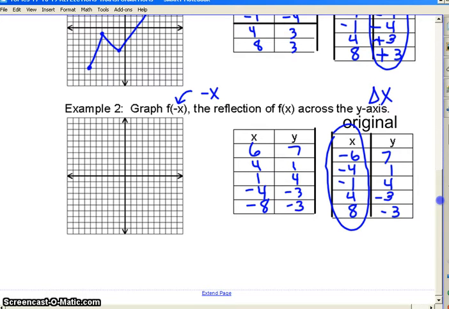Okay, whenever I graph those, the original graph will be reflected across the y-axis. Okay, so positive 6, positive 7, positive 4, positive 1. I'm graphing the new points. The original is where I got the new points. I changed all of the x values to the opposite. Okay, so positive 1, positive 4, negative 4, negative 3, and negative 8, negative 3.